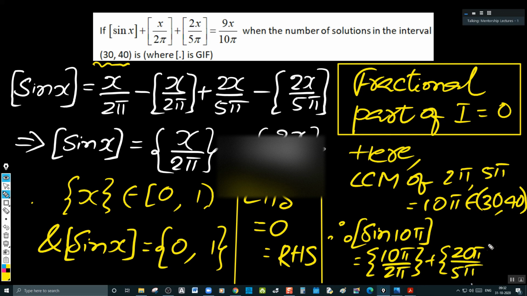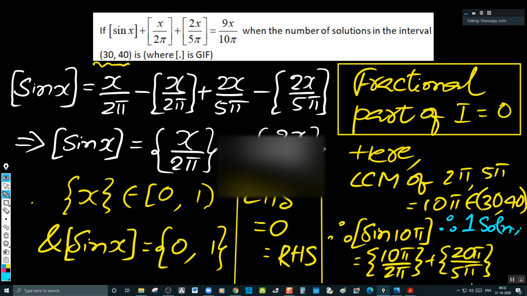क्योंकि we want that to become an integer. This is an integer 5. This is an integer 4. So fractional part of 5 is 0. Fractional part of 4 is 0. So 0 plus 0 is 0. And this is 0. It is possible. Therefore, only one solution in that interval. अब धनंजय बाबू तू बात कर.